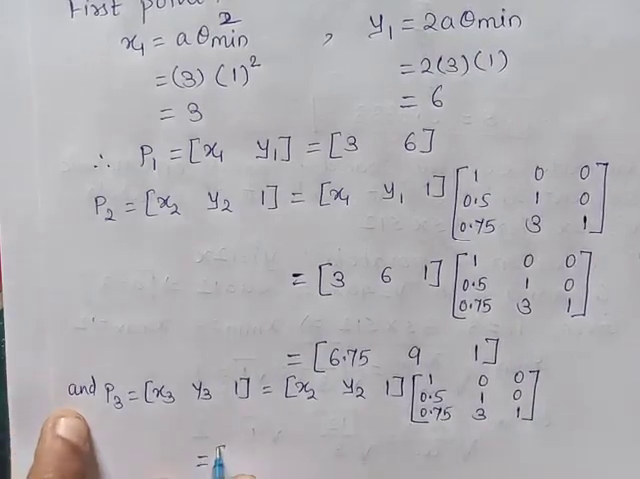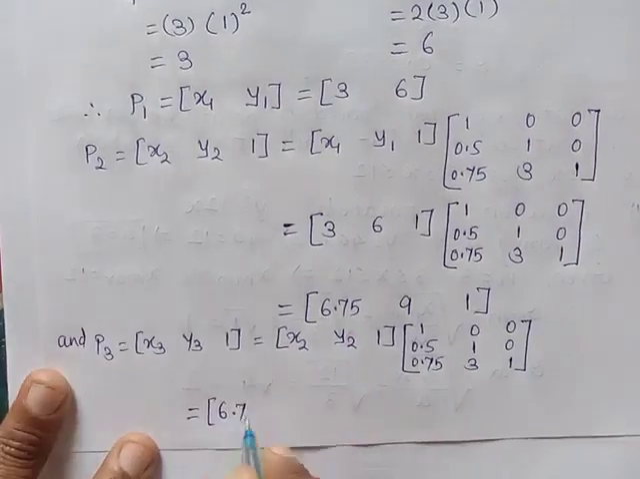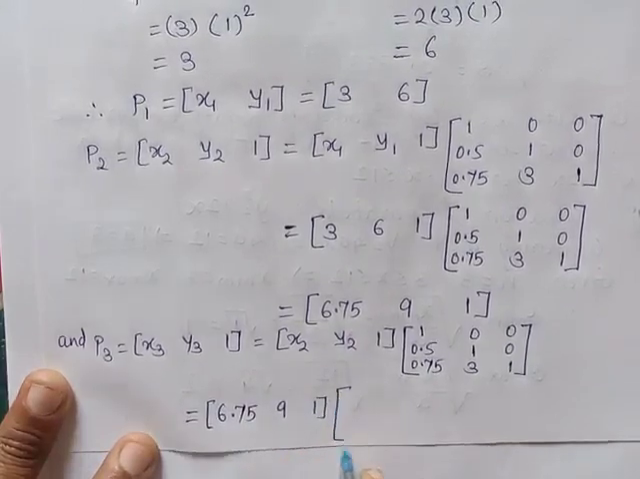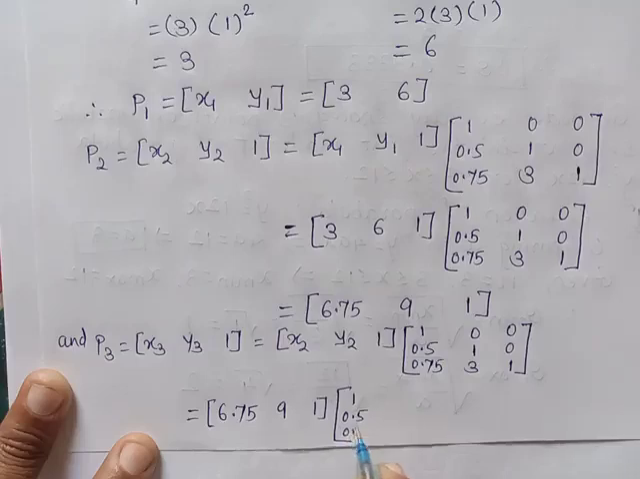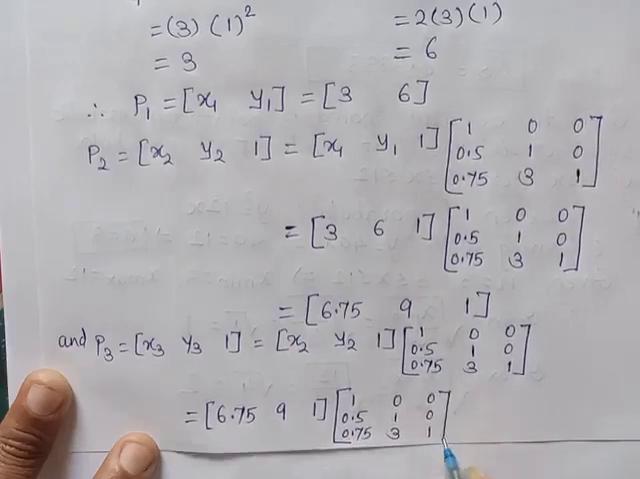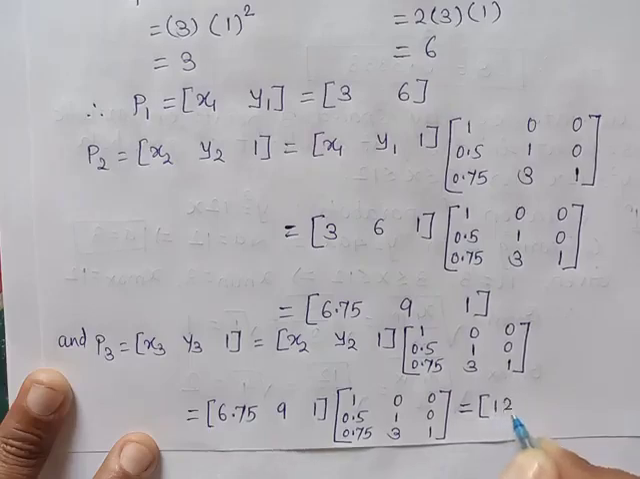So it is 6.75, 9, 1 into the matrix [1, 0.5, 0.75; 0, 1, 3; 0, 0, 1]. So we get, simplifying it, 12, 12, 1.